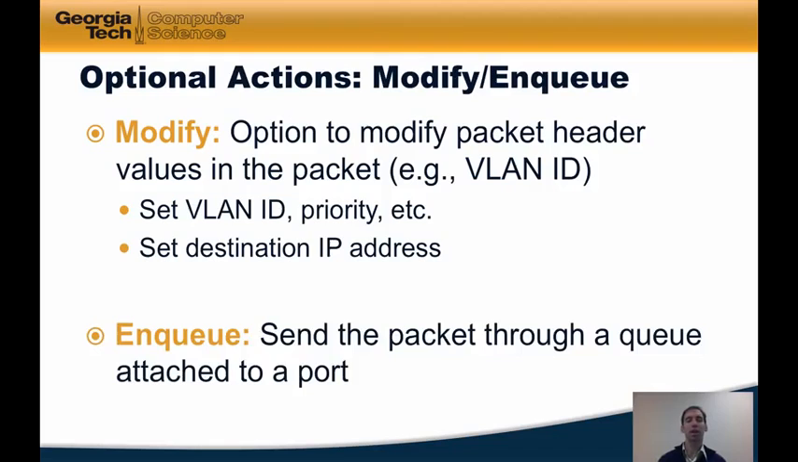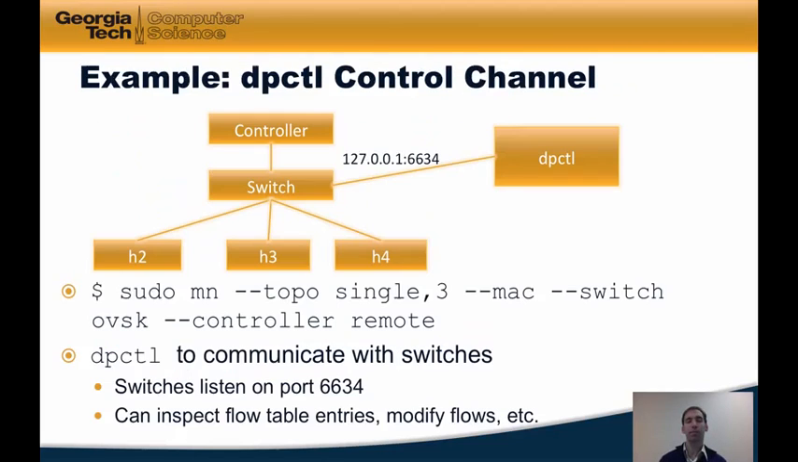Another optional action is to send the packet through a queue that's attached to, say, an output port. One possible use for this action would be to apply quality of service or traffic shaping.